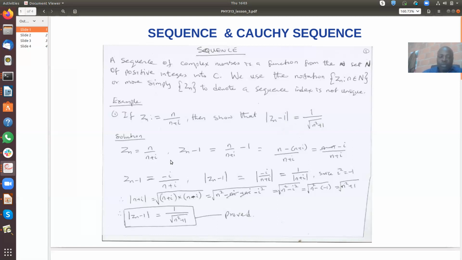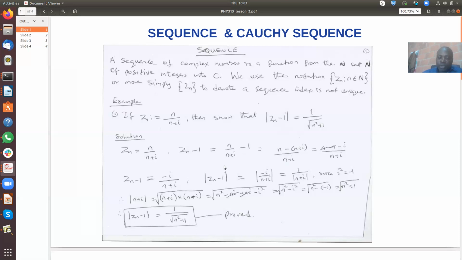So now, this is the solution. We are given Zn equal to n over n plus i, where i here is the imaginary unit. If you now take 1 away from this, that is Zn minus 1, you have the whole of this minus 1. If you perform algebra on it, the denominator here is n plus i, you have n minus n plus i. By the time you open the bracket, the n's will go. Then you have negative i all over n plus i. So Zn minus 1 is equal to this.